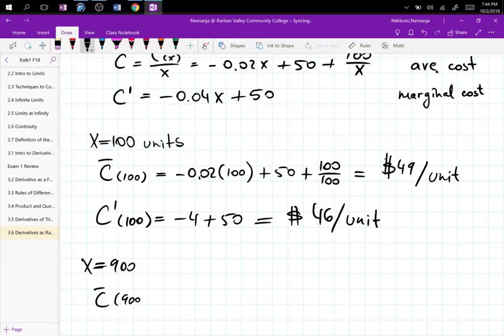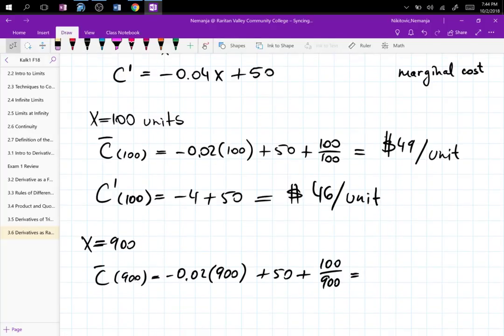C bar at 900. Negative 0.02 times 900 plus 50 plus 100 over 900. So that's negative 18 plus 50 plus, and this is 11 cents. That's gonna add a lot. So this is 32.11 cents.